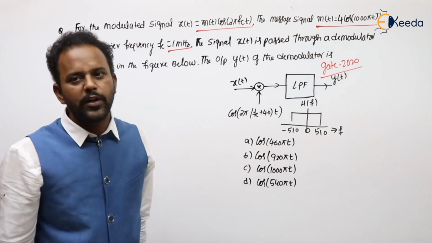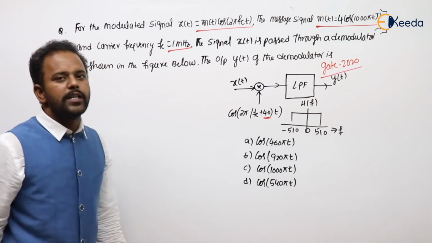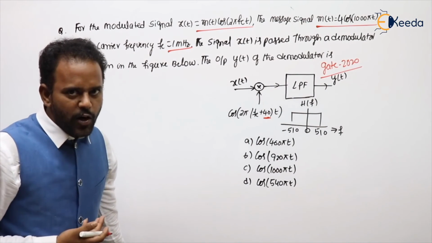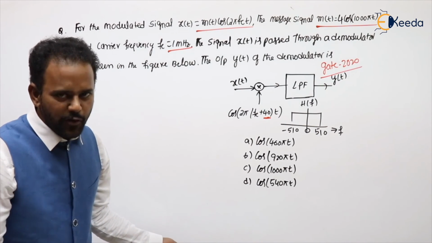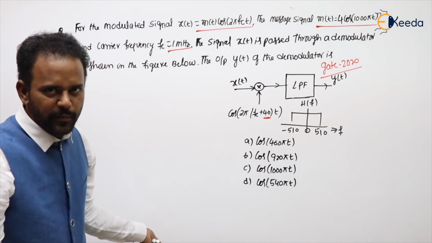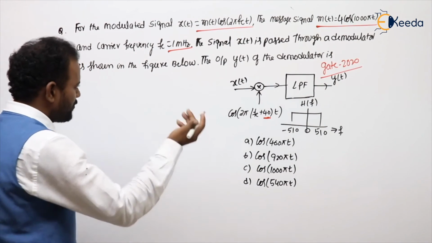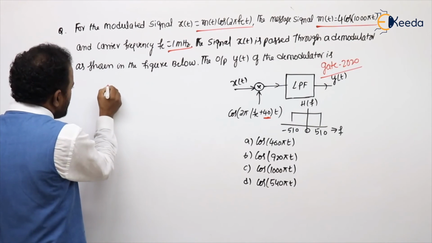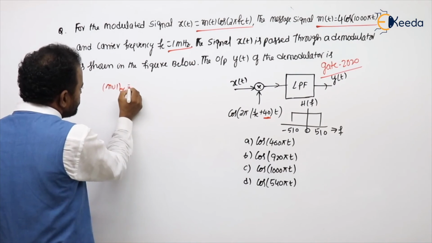The output y of t of a demodulator, a synchronous detector having a phase difference. Can I write the output directly? M of t into cos phi. Of course, 1 by 2 m of t into cos phi. Have you got my point or not? Anyhow, if you want, I will do it. Simple. First see what is the multiplier output.